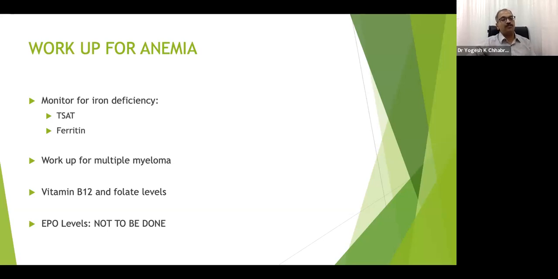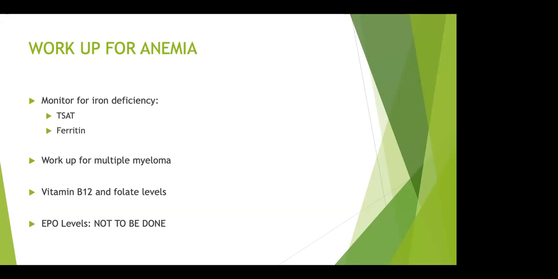Vitamin B12 deficiency and folate deficiency should also be corrected in these patients, once you are going to correct the anemia. One important mistake which most people make is checking erythropoietin levels. It should never be done, because erythropoietin levels are not absolute.